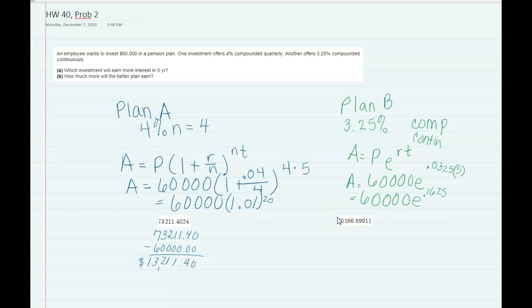So we can see that we have $70,586.90. And from that, we're going to subtract our 60,000. Again, remember, we're trying to find the interest. So we're going to have $10,586.90. So the question for part A says, which investment will earn more interest in the 5 years? We can see that Plan A will do that.